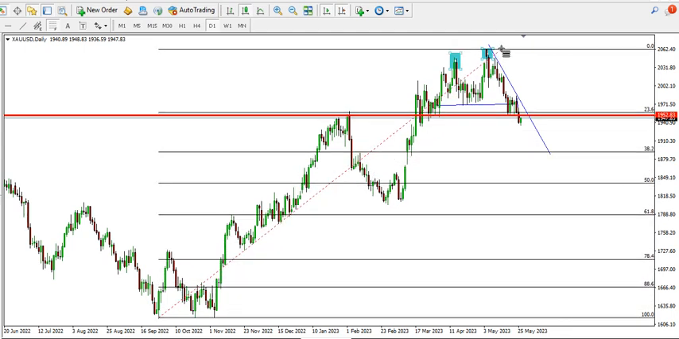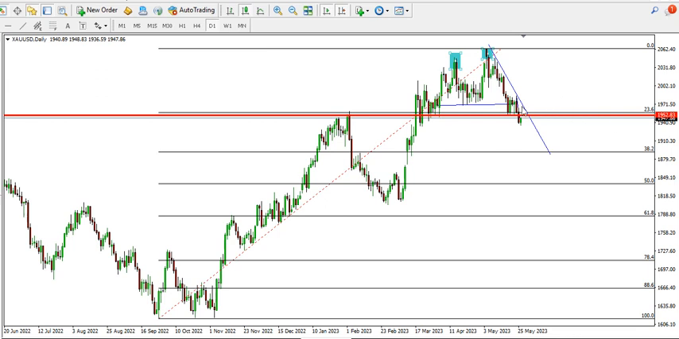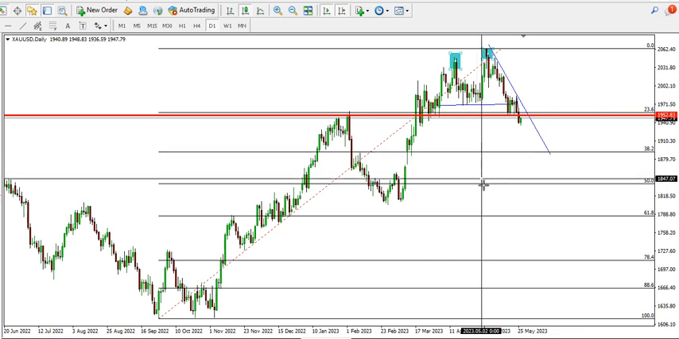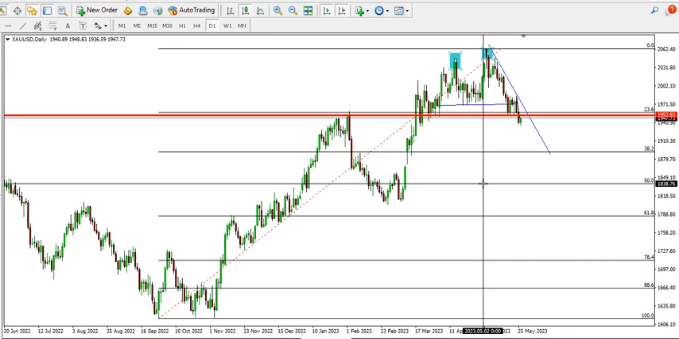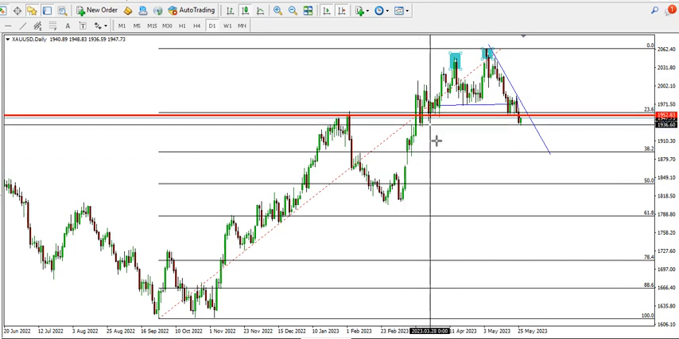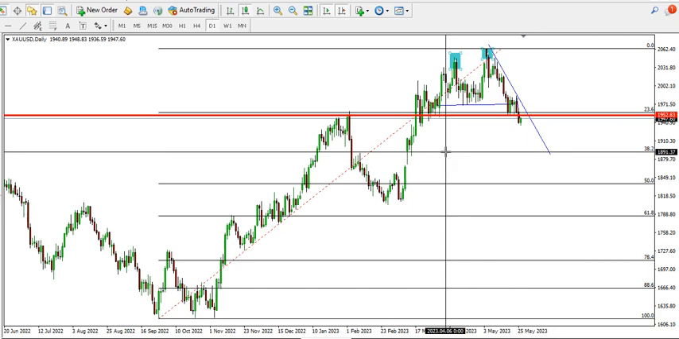But for now, on the daily time frame, the price of gold has retraced more than the 23.6% Fibonacci level. The 38.2% Fibonacci level is at 1890 area, while the 50% Fibonacci level is at 1838 area. So I believe the 1891 area, which is the 38.2% Fibonacci level, is the next likely target for gold. So that's that on the daily time frame.